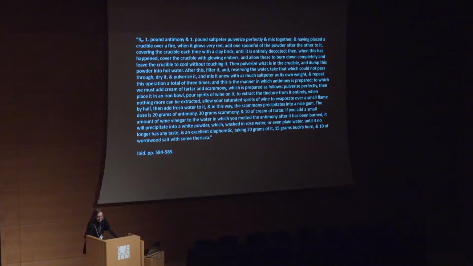You take 1 pound of antimony and 1 pound saltpeter, pulverize perfectly and mix together, and having placed a crucible over a fire, when it glows very red, add 1 spoonful of the powder after the other to it, covering the crucible each time with a clay brick until it is entirely decocted. Then, when this has happened, cover the crucible with glowing embers and allow these to burn down completely and leave the crucible to cool without touching it. Then pulverize what is in the crucible and dump this powder into hot water.